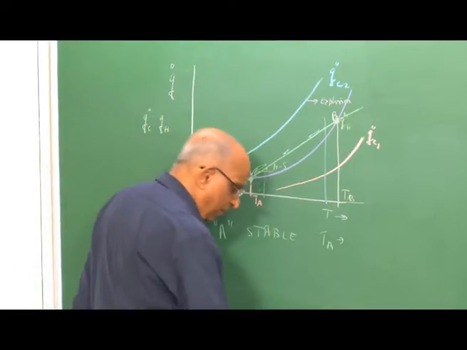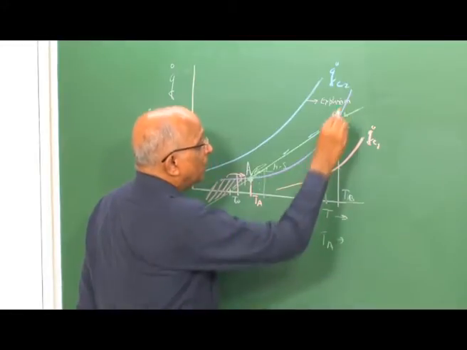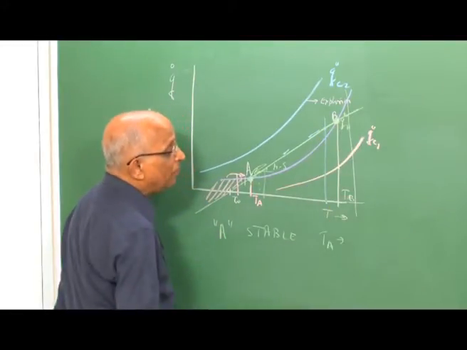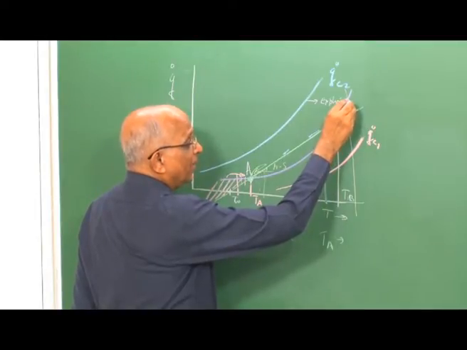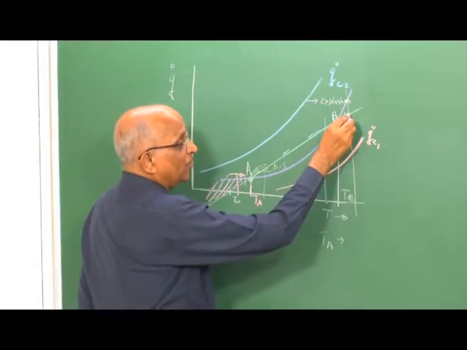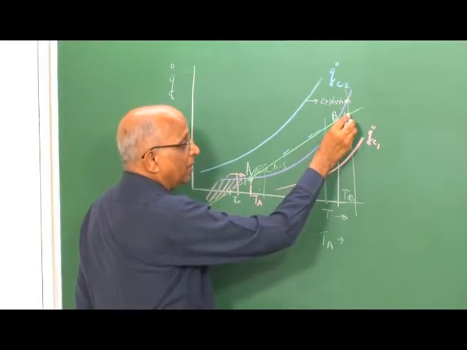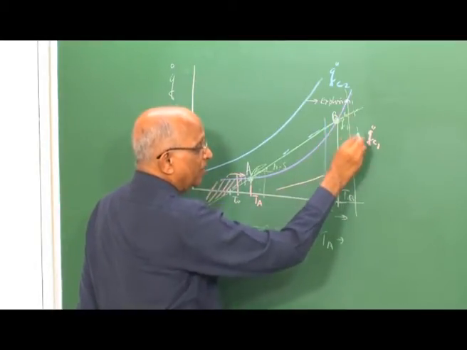But if I were to take a point to the right of point B, what is going to happen? To the right of point B, the heat release rate, that is Q dot C over here, is higher than the heat transfer rate shown by the green line over here, and therefore I will get a higher temperature.